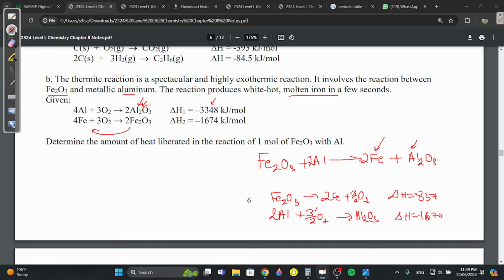But now let's cancel. We can cancel this O2 with this O2, and then we can't cancel anymore. We're going to be left with Fe2O3 plus 2Al to produce 2Fe plus Al2O3. Is it the same reaction? Yes, it is. So can we just add up the delta H's? Yes, we can. Okay, let me check the solution.